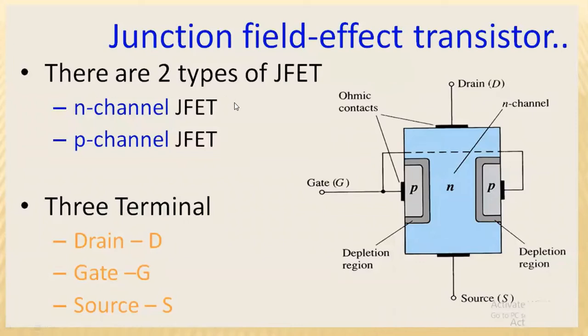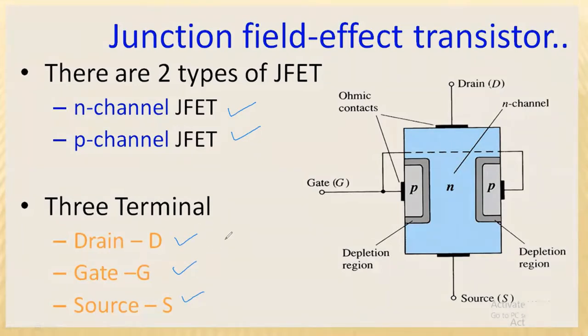Junction field effect transistor is of two types: N-channel JFET and P-channel JFET. These are the two types. And the terminals of FET, whether it is a JFET or MOSFET, the terminal names are the same: gate, source, and drain. These are the three terminals of the JFET, and the same names are given to the MOSFET also.